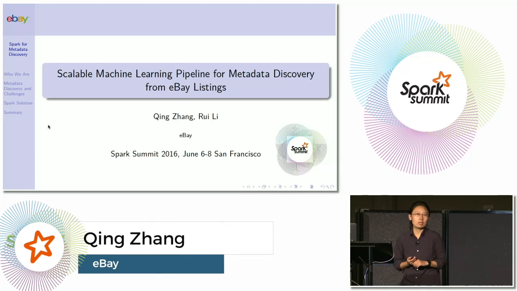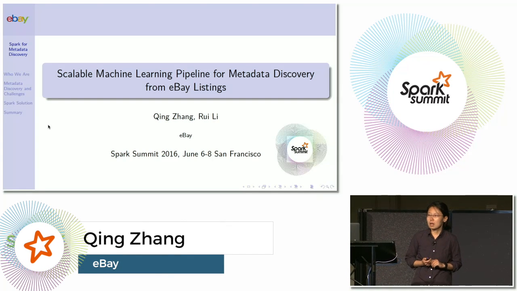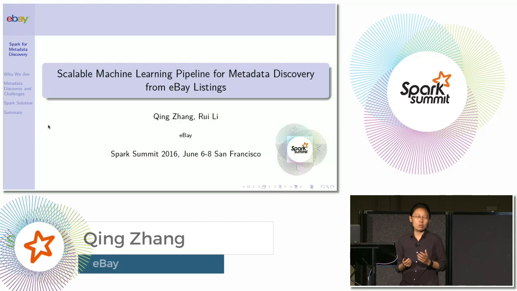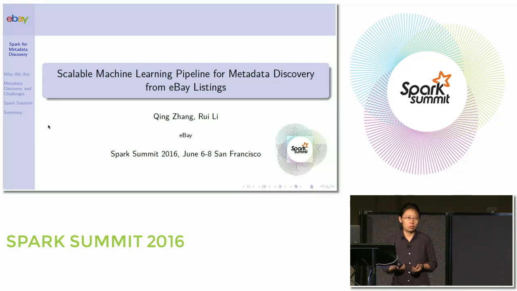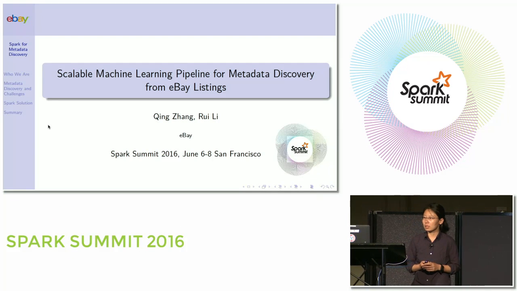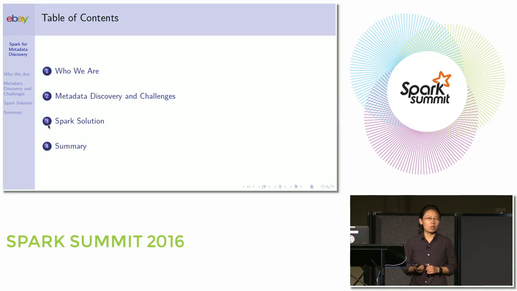My name is Qing Zhang, and I'm from eBay structured data team. So in this talk, I will talk about how we use Spark to discover new metadata from eBay listings. This is a joint work with Ray Li, who's also from structured data. In this talk, I will first introduce our organization, and then the problem, and the next solution, and the conclusions.